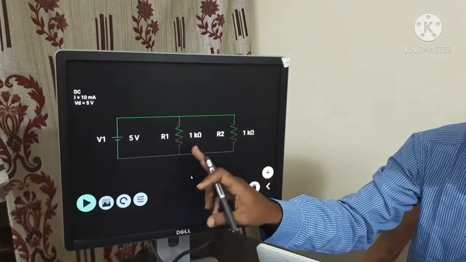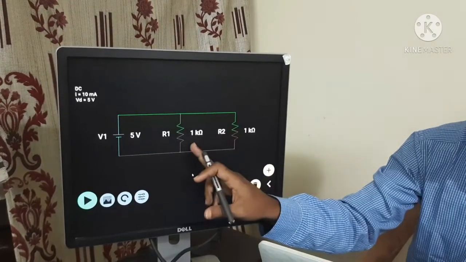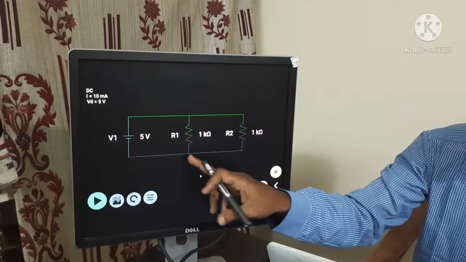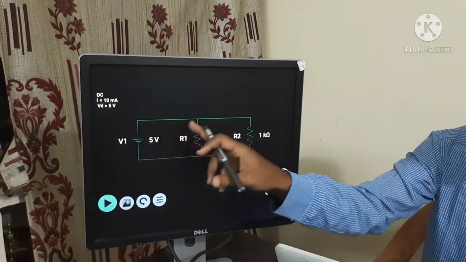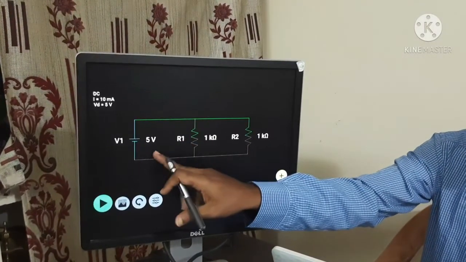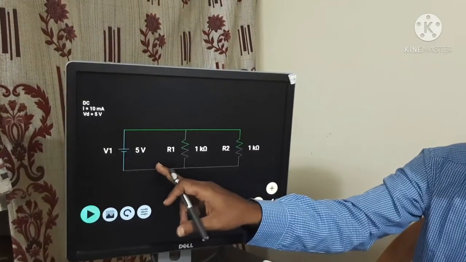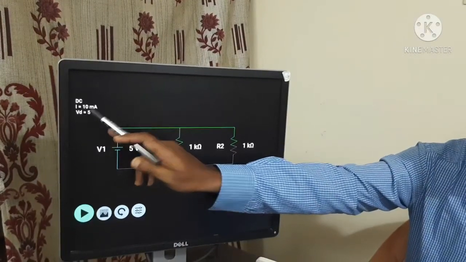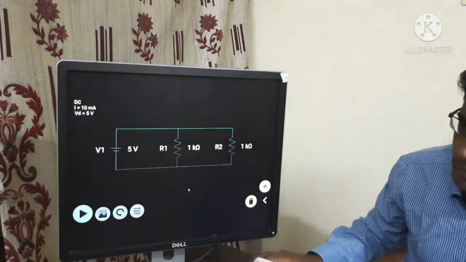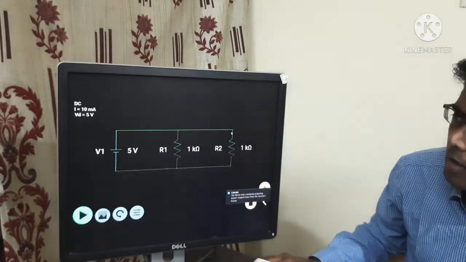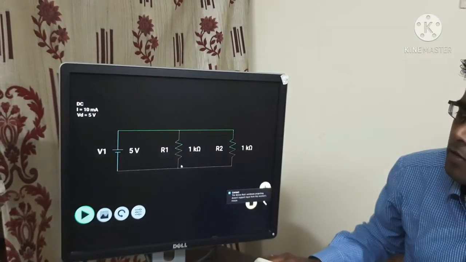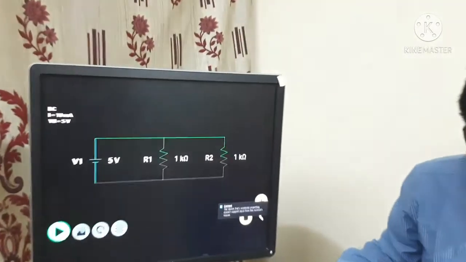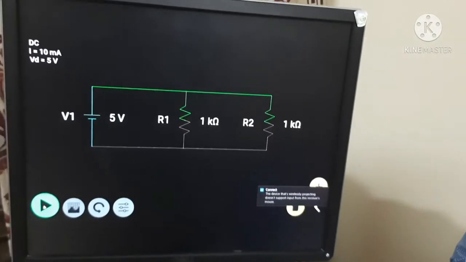So the total resistance becomes half of these two, so it is 500 ohms total resistance. With that, we can calculate the total current flowing in the circuit: 5 divided by the total resistance of 500 ohms. With that, we know that the total current is 10 milliamperes. With that 10 milliamperes, we will see how much power dissipation there is across R1 and how much across R2. Now we will start the simulation.